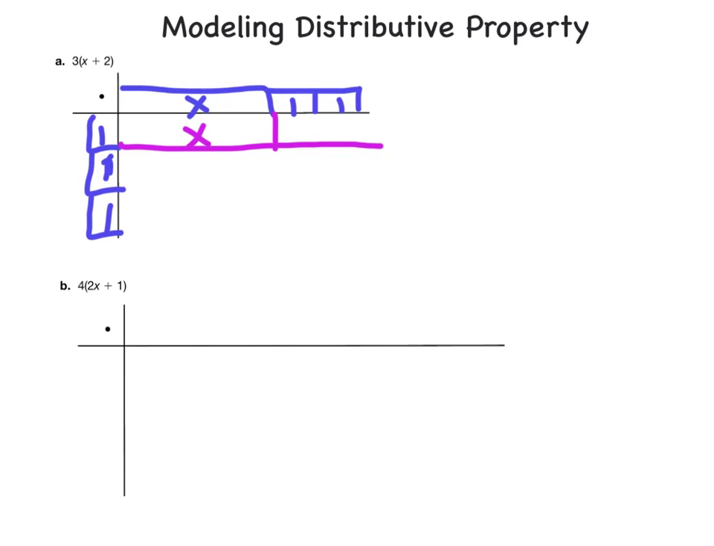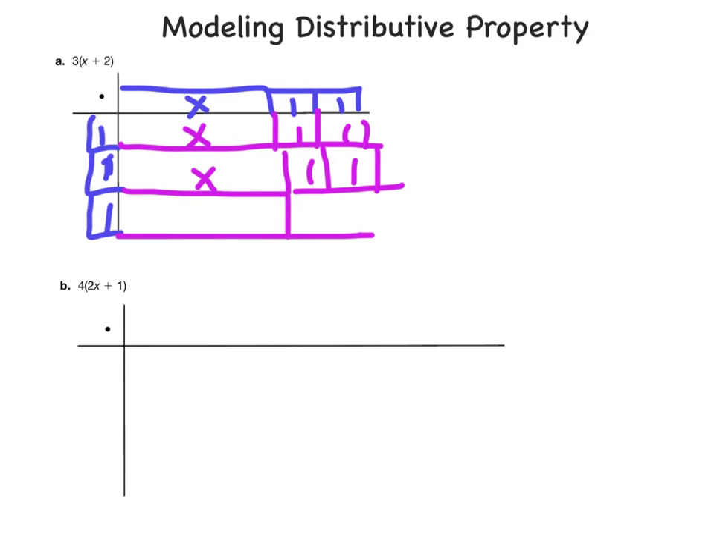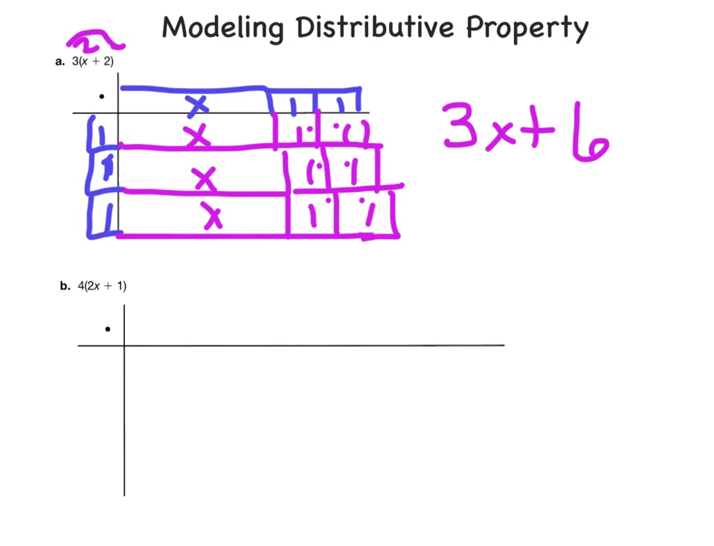So I have an x, and I have these 2 ones. Then I have another x, and I have these 2 ones. And then I have a third x, and these 2 ones. So then looking at the pink, if I look at how did I distribute that, I have 3 x's plus 1, 2, 3, 4, 5, 6. And once again, if you look over here, we have 3 times x, which would be 3x, and 3 times 2, which would be 6.